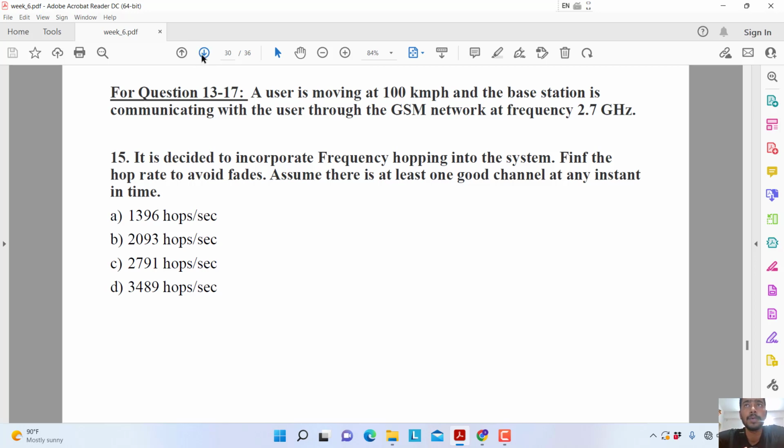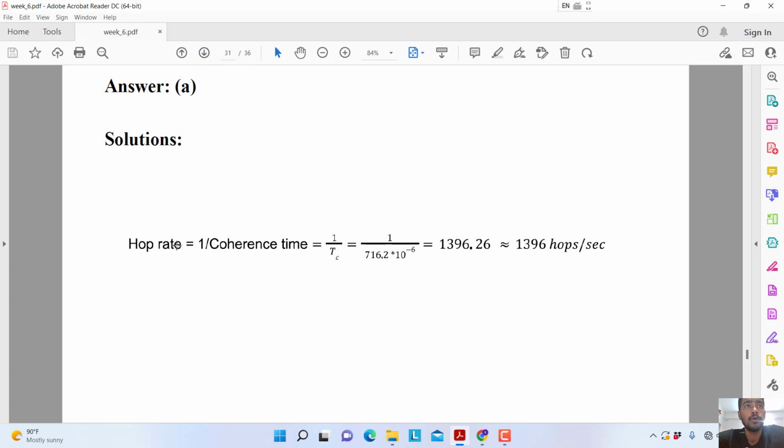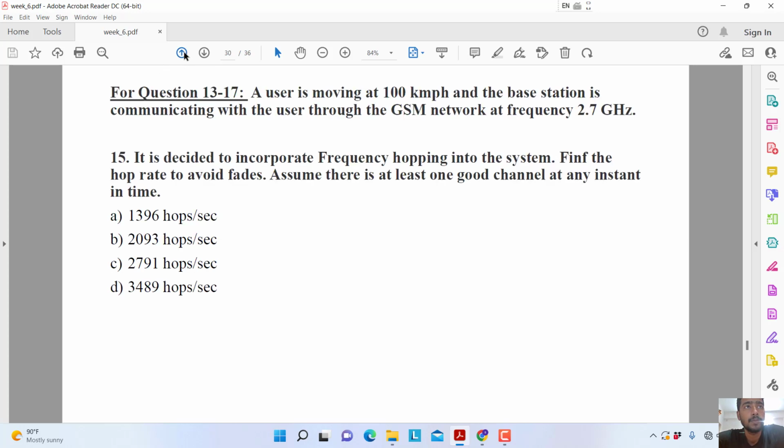Okay, we have to calculate the hop rate. The hop rate is equal to 1 upon coherence time, and TC is already calculated in question number 13. It's 716.2 microseconds. So from there we can calculate our hop rate. It will come to 1396.26 hops per second. We ignore the decimal term and it will be 1396 hops per second. So that option is the right one, since hop rate is inversely proportional to the coherence time.